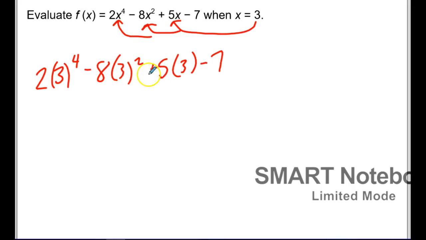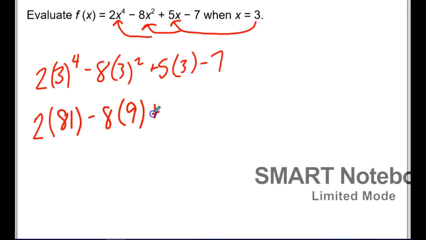It'll make it a lot cleaner, and so you won't lose things as much. So now let's start evaluating. So I still have this 2 times 3 times 3 is 9, times 3 is 27, times 3 is 81, minus 8 times this 3 squared is 9, plus 5 times 3 is 15, minus 7.